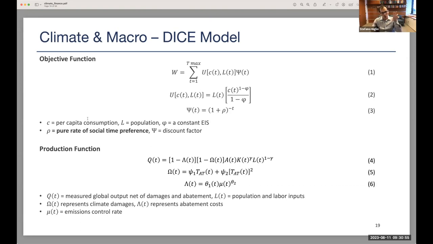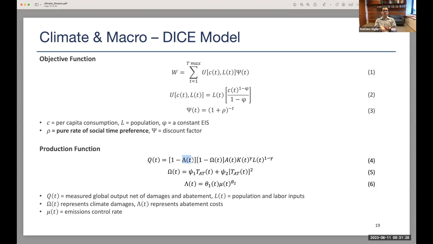So the consumption side is kind of standard, and the production side is also kind of standard. There's a usual production function, but you are going to have two additional effects. One is that you might sacrifice some of the output for mitigation. How does mitigation work? This lambda T is what they call abatement costs, and the abatement cost is basically investment you do today to reduce emissions tomorrow.